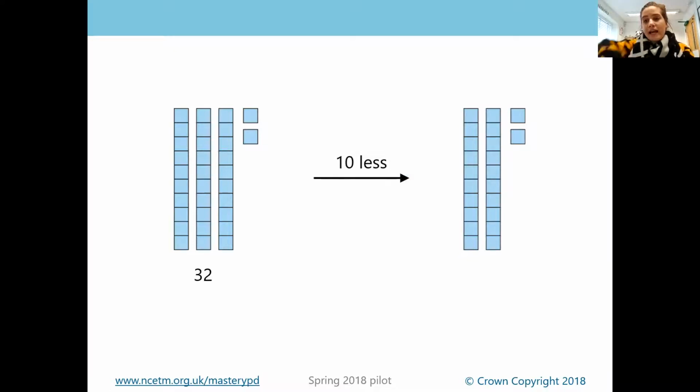Now we're looking at 10 less, where we're minusing, we're subtracting 10. What do we notice? Pause the video now and have this discussion. Excellent. The ones digit has still stayed the same. But the tens column, the tens digit, this digit here and here, it has got one less. We can see it's gone from 3 to 2.